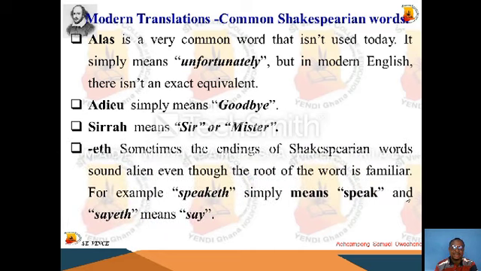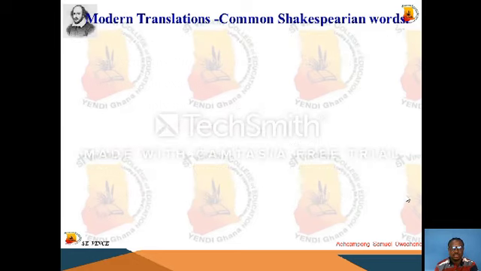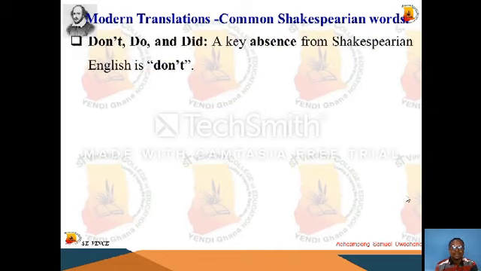And then you have words that have the suffix, in other words, they end with ETH. Sometimes the endings of Shakespearean words sound alien, but they mean the same as modern words that we have. So if I say speaketh, it simply means to speak. Sayeth means to say, taketh. So forget the suffixes and pick the words as we use them in modern times. So you don't need to strain yourself. It's very good you get to understand these things and keep them in your mind as you read the text. Now, don't, do, and did. A key absent from Shakespearean English is don't. They don't use don't, they will use do and did.